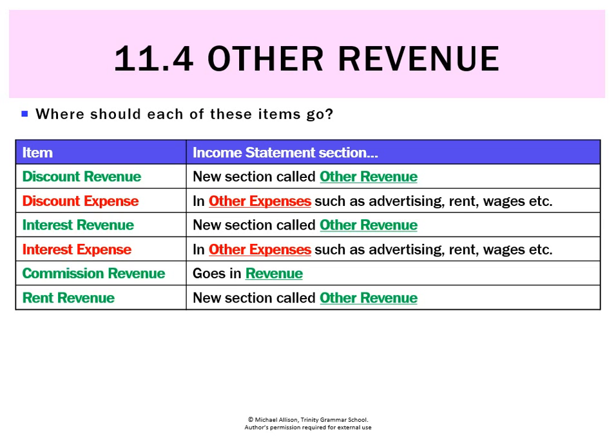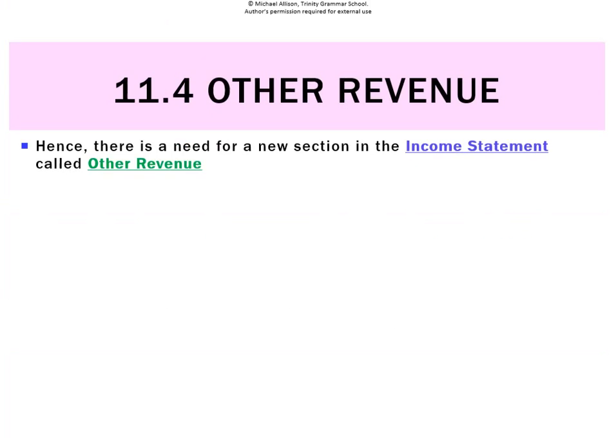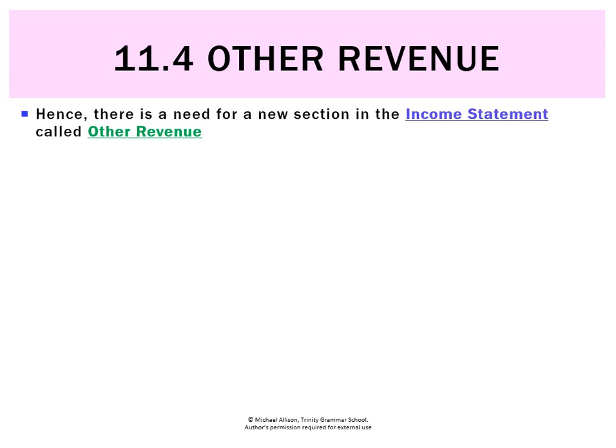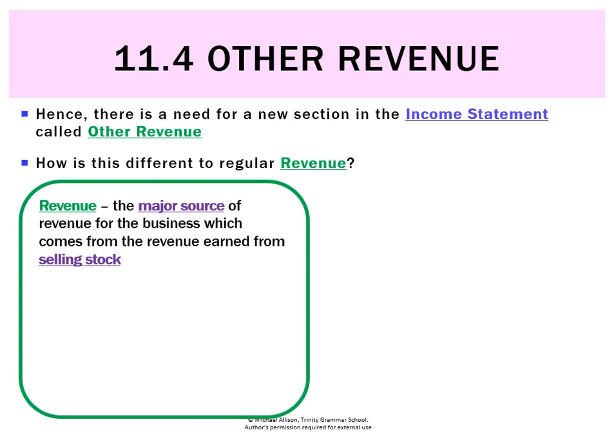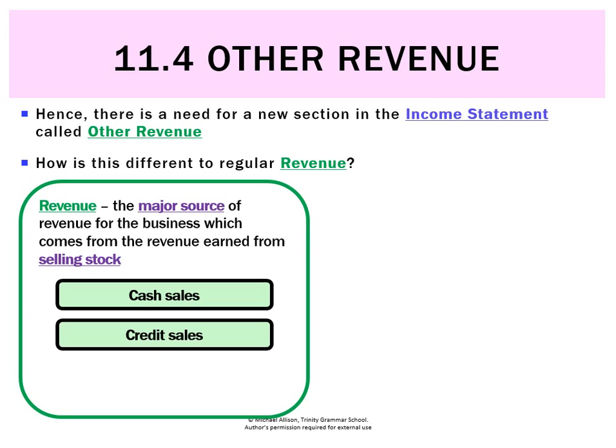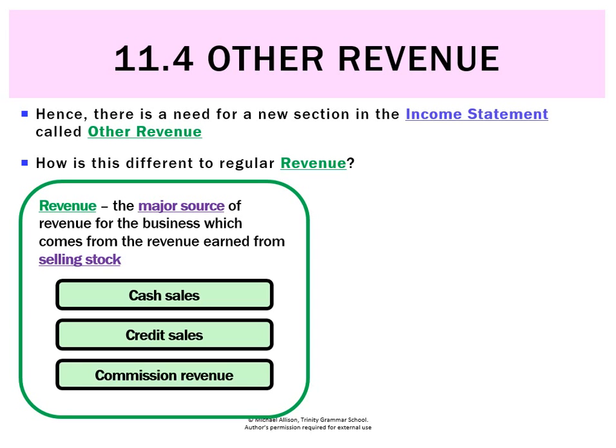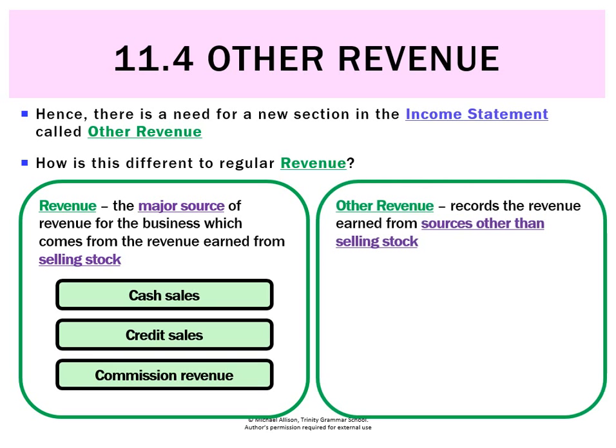So if you can, save this table or take it down and use that when you're preparing your income statements, because it's good at classifying what sections those items go in. Basically, what we need in our income statement now is another section called other revenue. How is that different to regular revenue? Well, regular revenue is simply the major source of revenue for a business. It comes from selling stock. It's the revenue we earn from selling stock. So that'll be our cash sales, our credit sales, and our commission revenue.